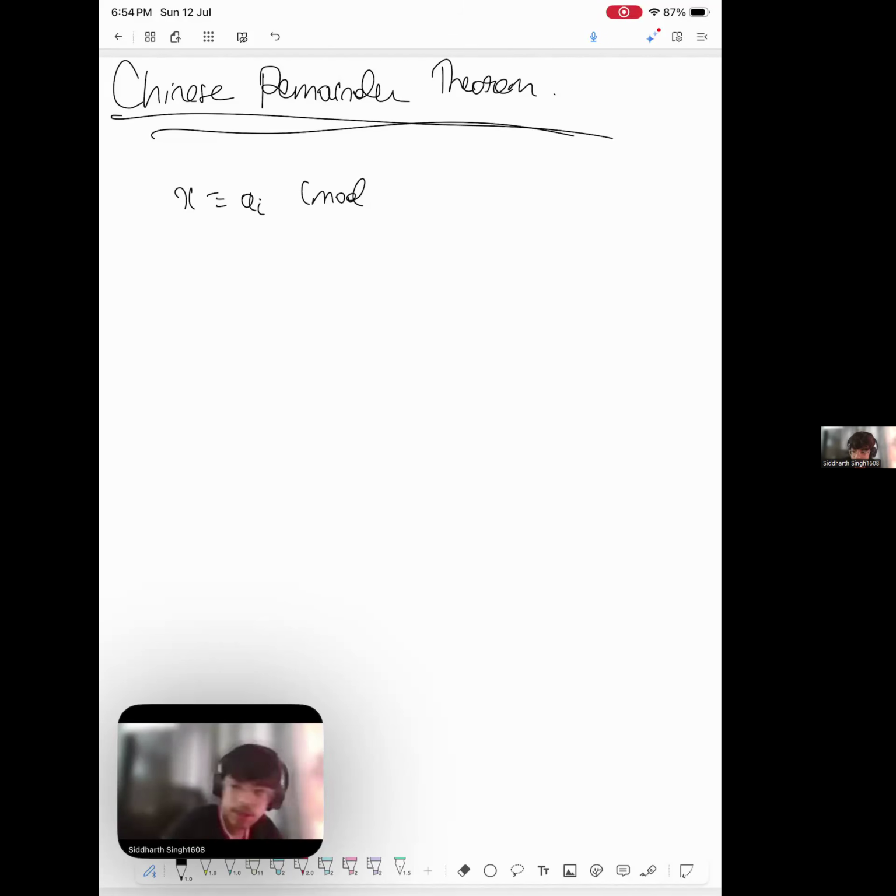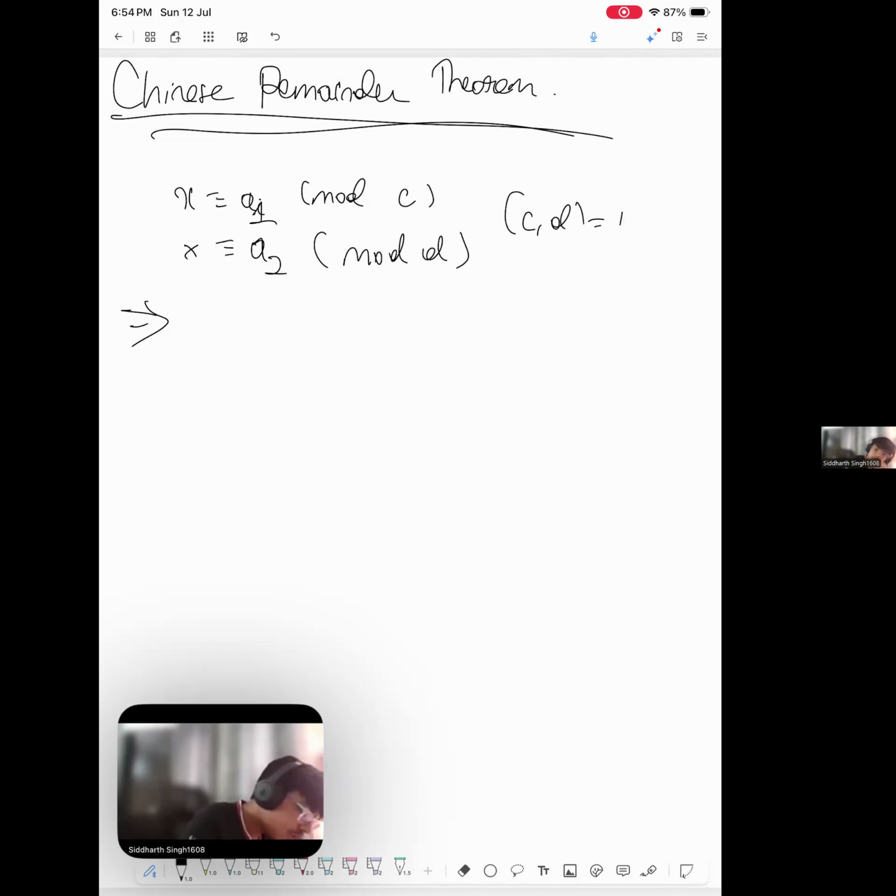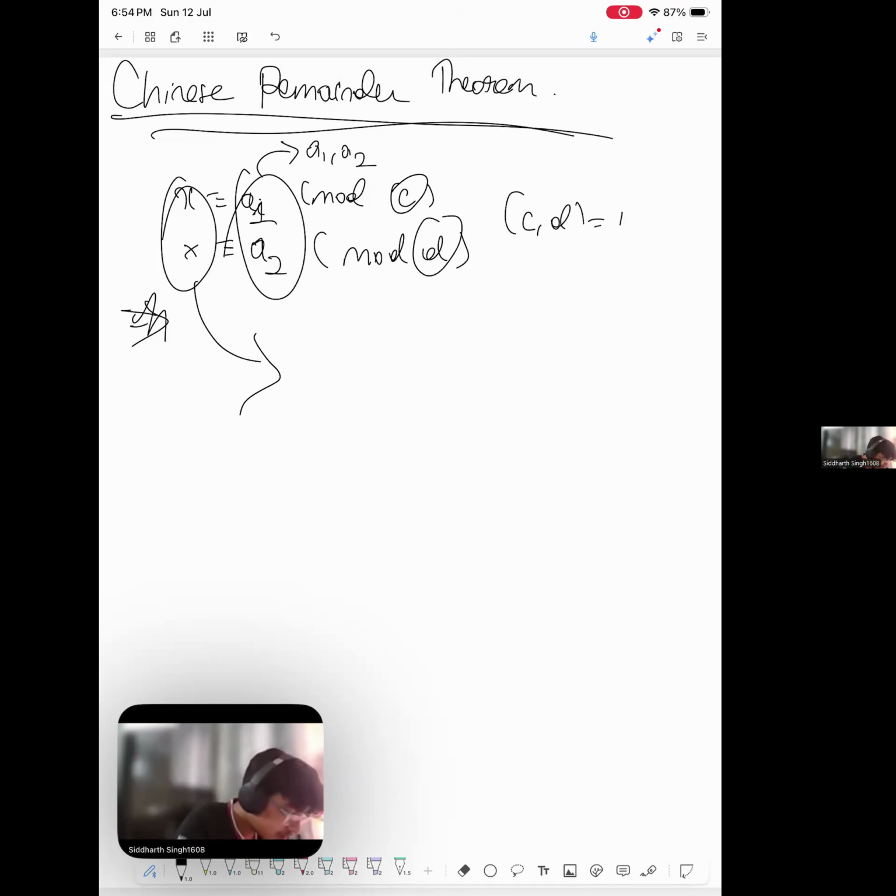So indeed, x is congruent to ai. I'll just write it for the two variable case since the other cases are very generalizable. x is congruent to a1 mod some number C, and a2 mod some number D, and gcd of C and D is equal to 1, implies that there exists x. We can find some x satisfying these properties for any a1, a2. This is very powerful, in fact, guys. C and D must be coprime though.